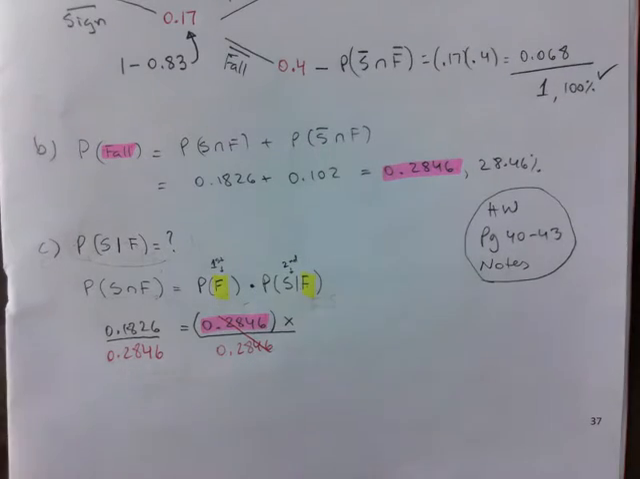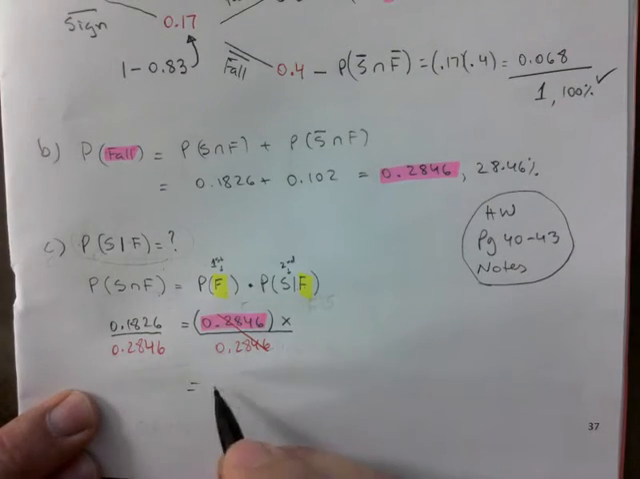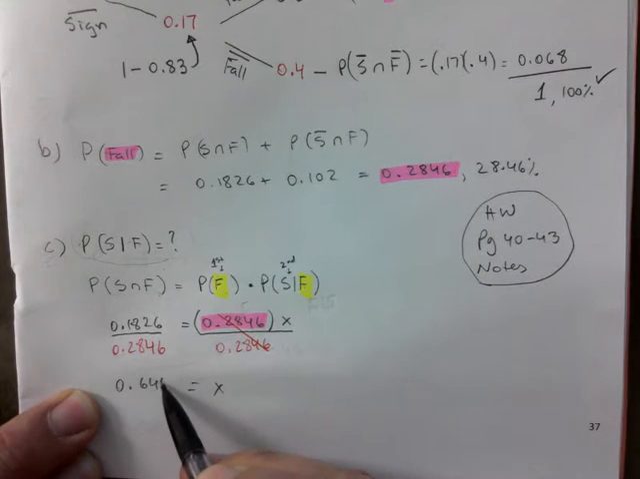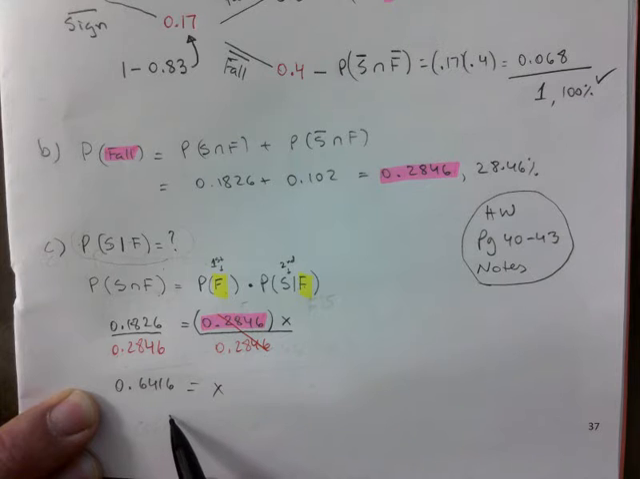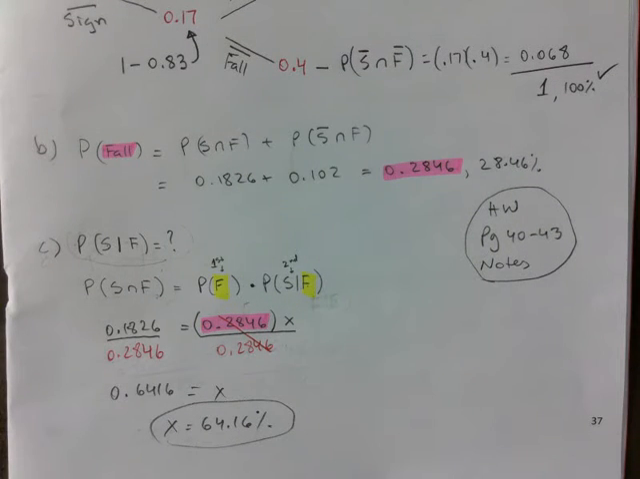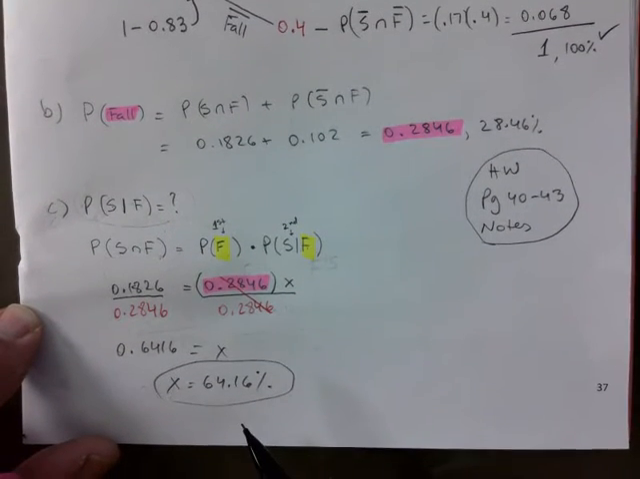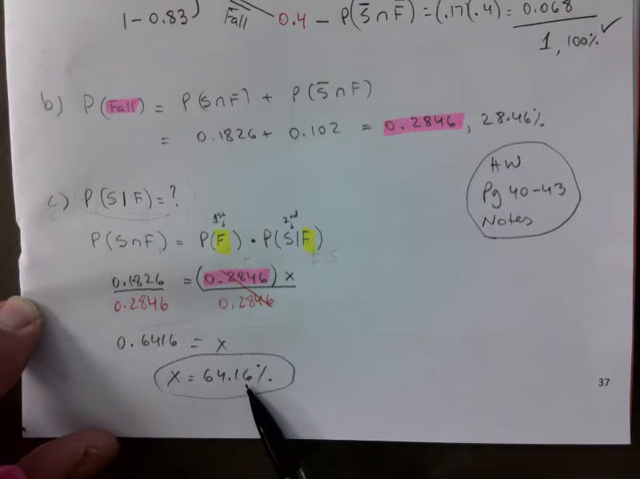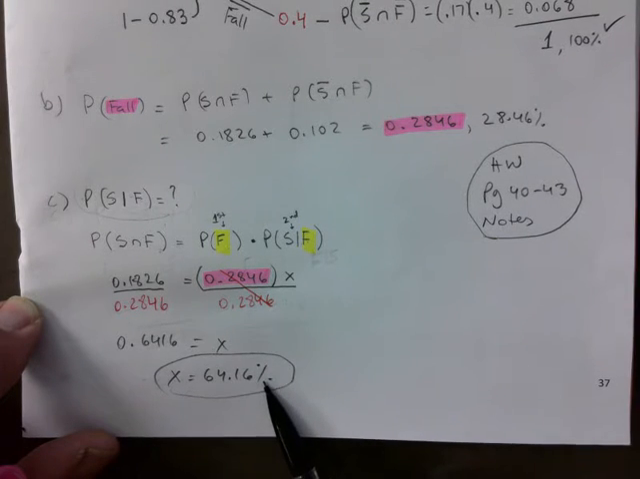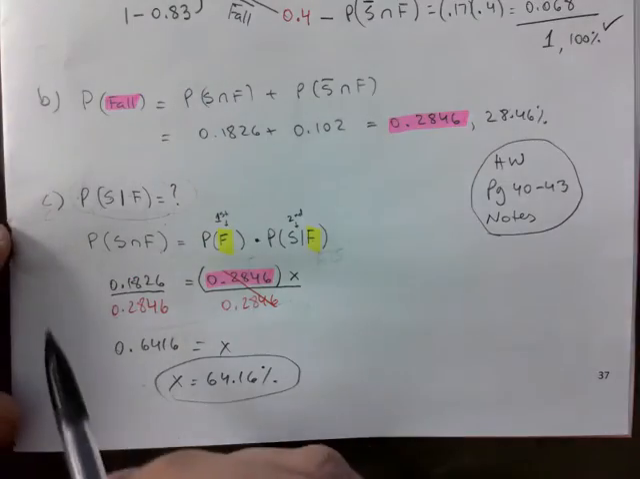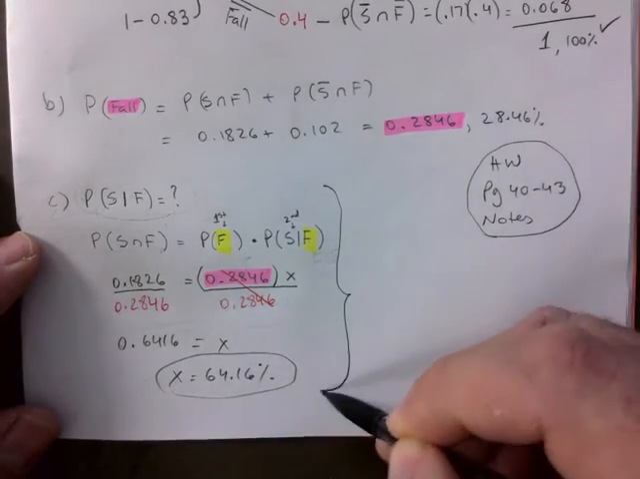Right, this cancels out. And x is equal to, if you divide these two, 0.6416, right? So x is 64.16%. That's the probability of slipping, or of the sign being up given that someone fell, okay, because they're dependent. So that's that.